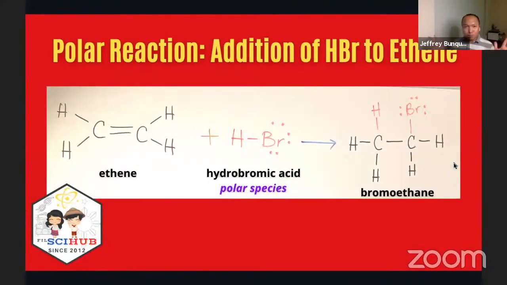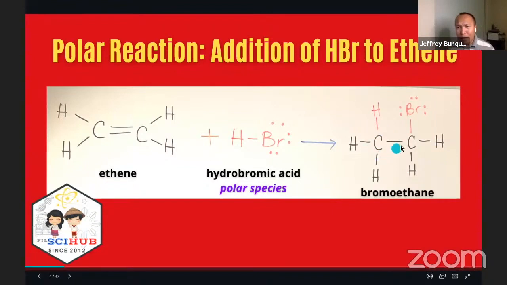Okay, so sabi ko nga, all of the discussions for today will be predicated around this type of reaction. It's a polar reaction of an alkene. So essentially, you are adding hydrobromic acid to ethylene, or to ethene, to form a product that is called bromoethane. So JP, can you guys see my cursor? And I'm using the pointer.